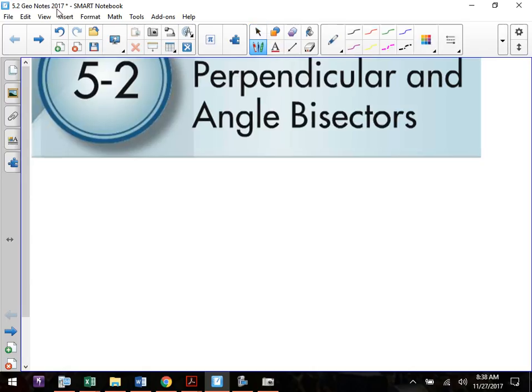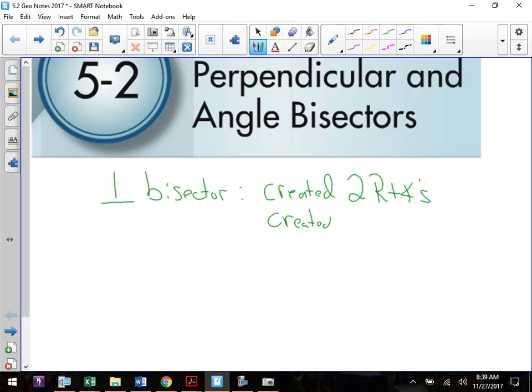A perpendicular bisector did two things. It created two right angles. And what else did it do? The word bisect, that long ago. What did that mean? Yeah. So it creates two right angles, and then it split a segment, and it created two congruent segments.